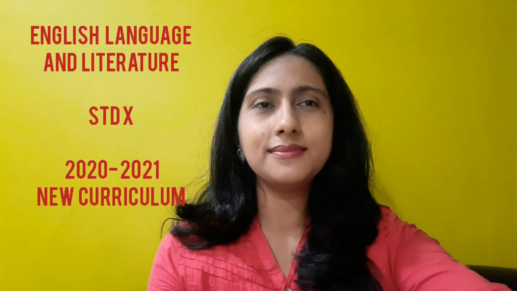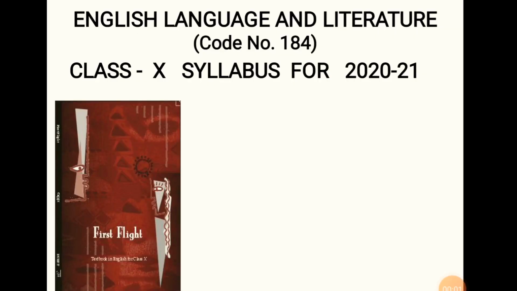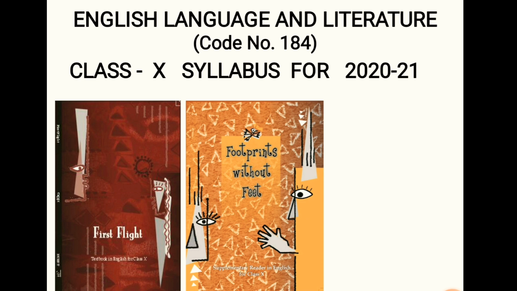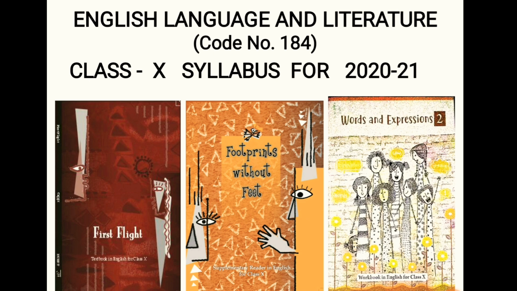The complete name of the subject is English Language and Literature and the subject code is 184. Now, let us look at the prescribed books for English Language and Literature. So, we have 3 textbooks. The first one, First Flight. Then we have the supplementary reader, Footprints Without Feet. And we have the workbook for English Standard 10 named Words and Expressions.